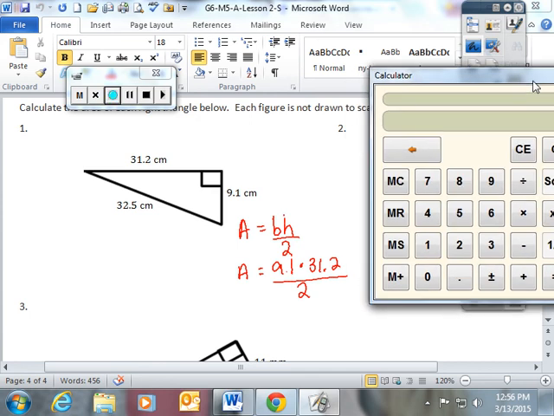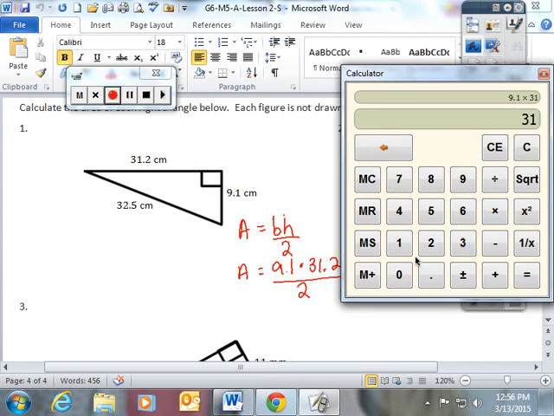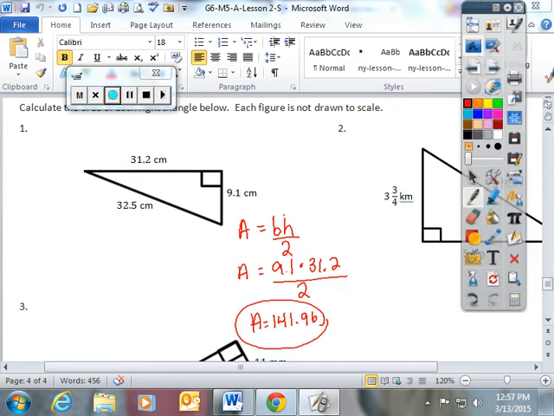Okay. This could be considered the base and height, or you can make this the base and the height, just as long as you're using a 90-degree angle to help you calculate which one's the base and height. 9.1 times 31.2 gives you 283.92. And when I divide it by 2, I get an area of 141.96 square units that are going to fit inside there.